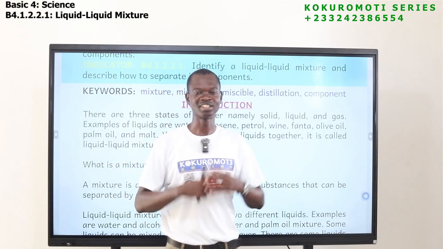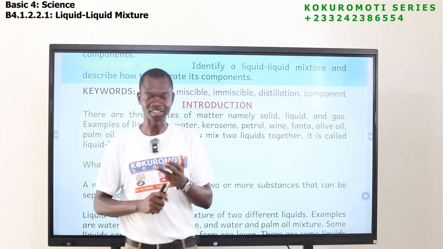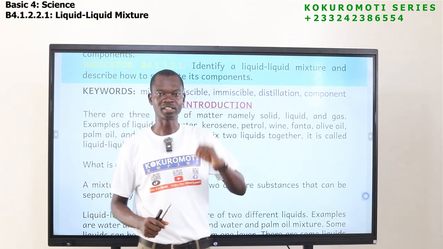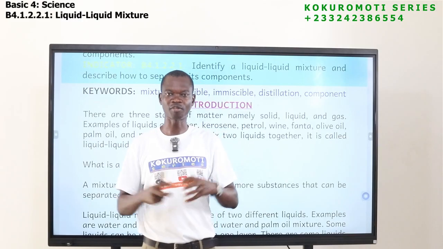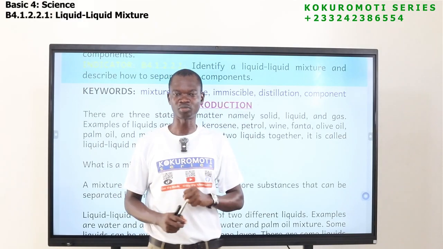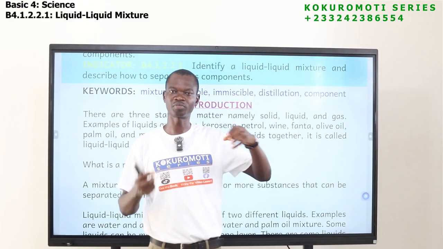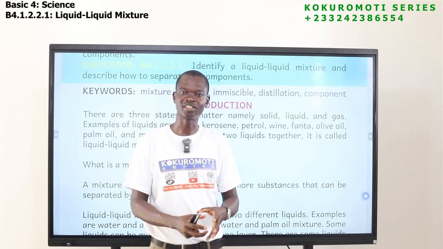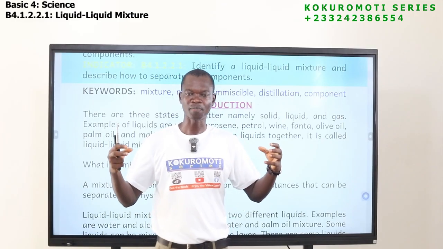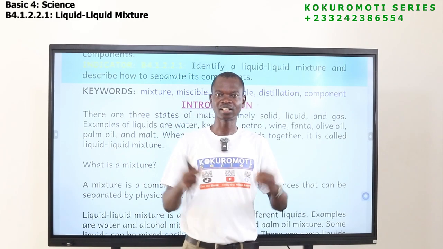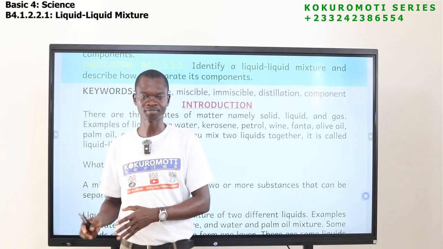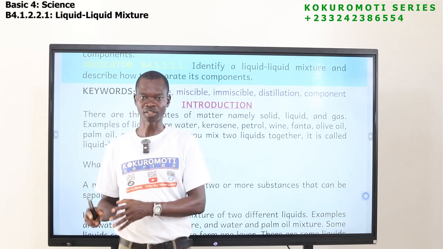We call it component. For example, you have oil, you have water, you mix them in a container. The oil and the water have formed a mixture. The oil is a component, and then the water too is a component. So you see the two components come together to form the mixture. So in a mixture, the substances, the parts, the materials that come together to form the mixture are what we call the components.